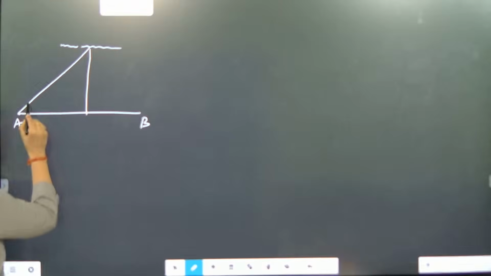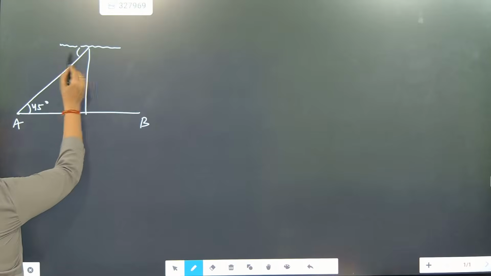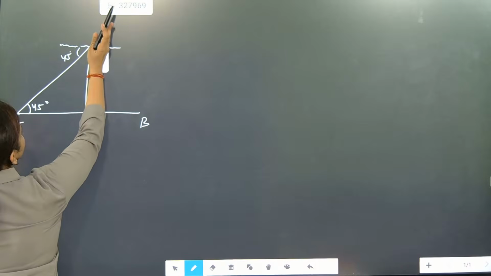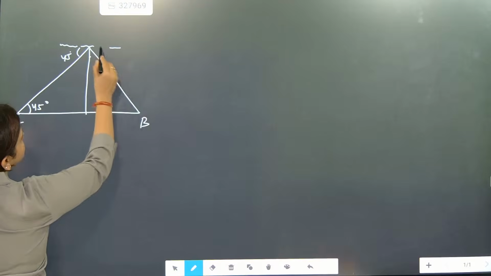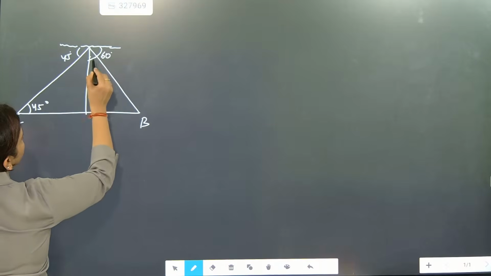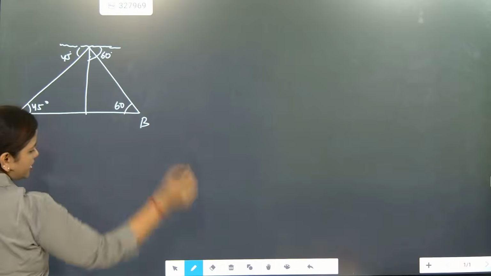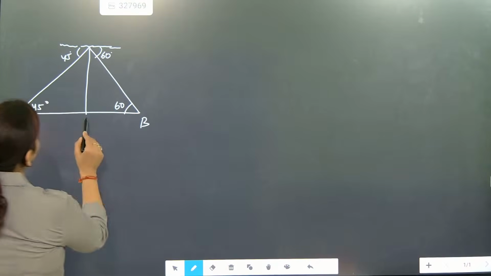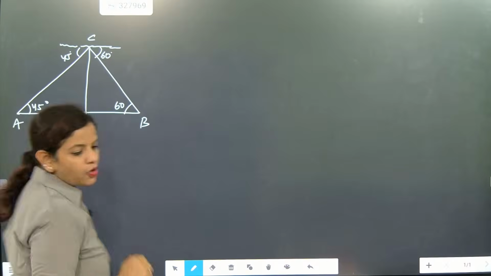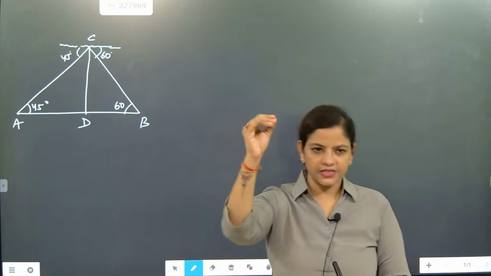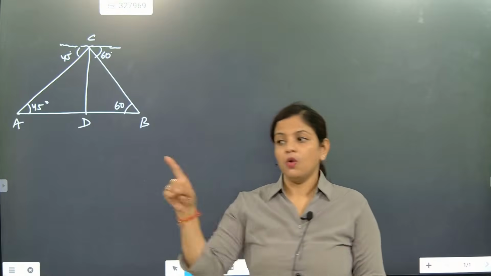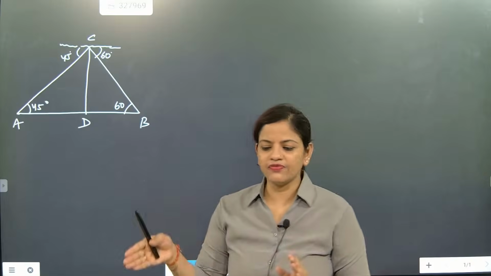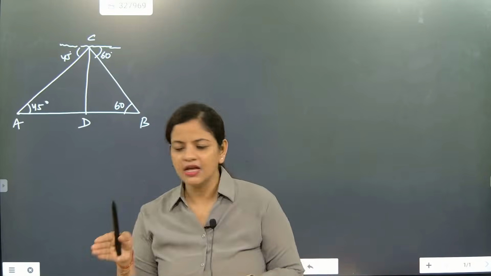One time the angle of depression is 45 degree, this is the bank of the river. Next time, the angle of depression is 60 degree. Wait, I need to remove this one. I hope you have understood this point, that the aeroplane is here and it is seeing the banks of the river. One side it is making 45 degree, another side it is making 60 degree.